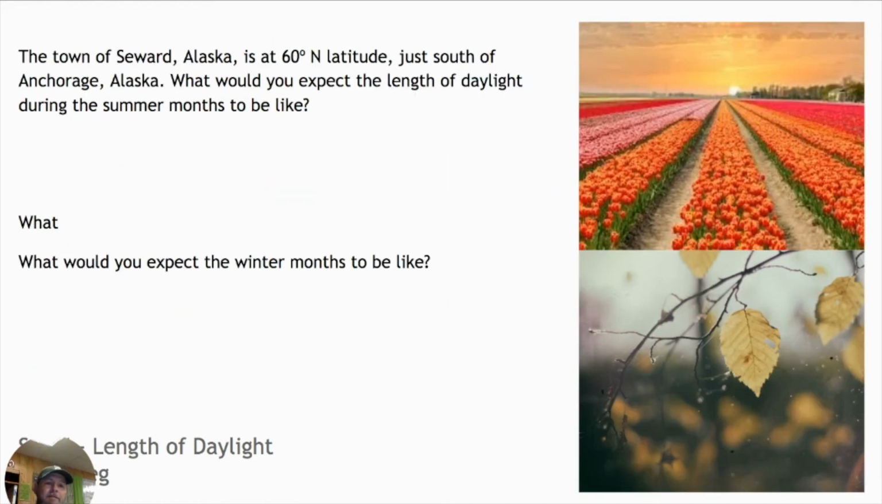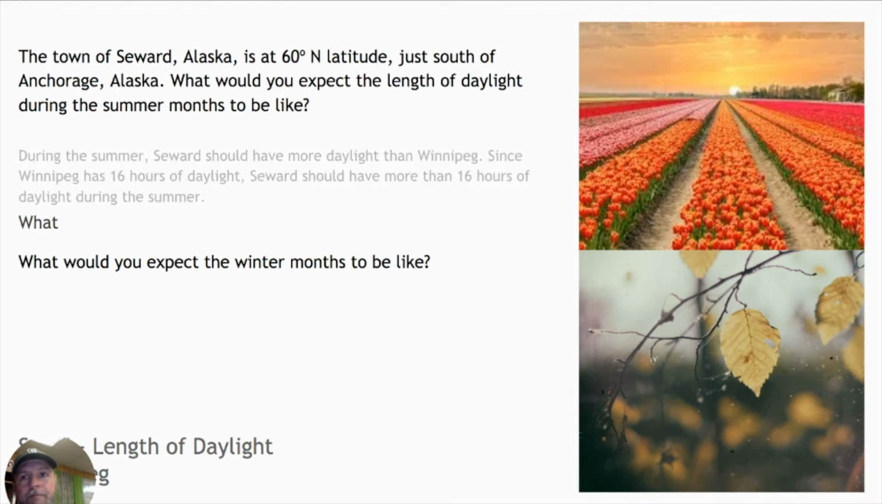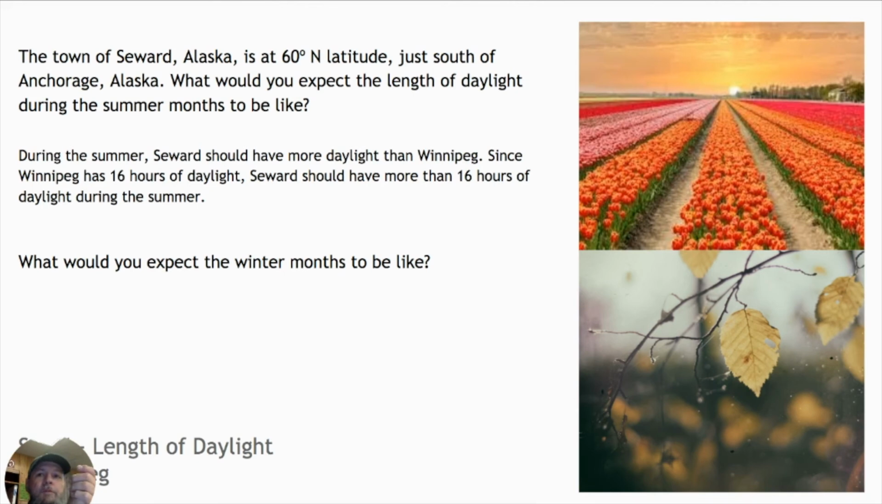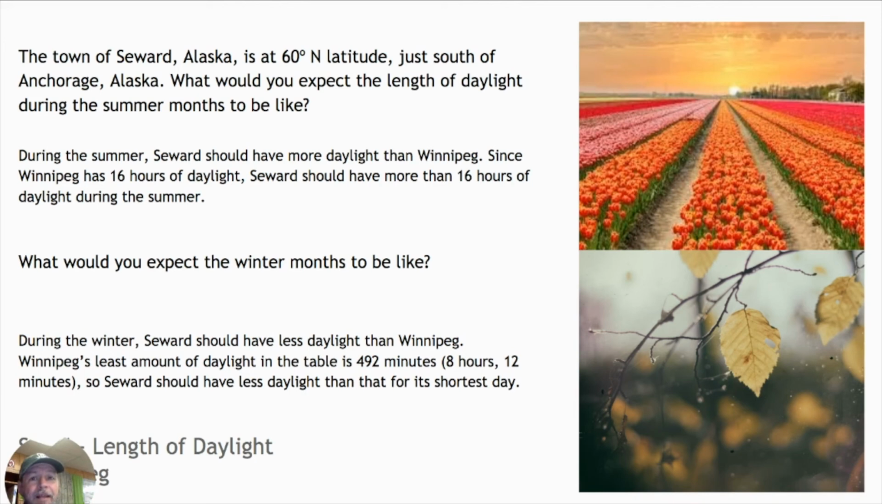So let's talk about something real quick. The town of Seward, Alaska is at 60 degrees north latitude. That's just south of Anchorage. Now, what do you expect the length of daylight during the summer months to be like there? And what would you expect the winter months to be like? So let's look at it. During the summer, Seward should probably have more daylight than Winnipeg. Since Winnipeg has 16 hours of daylight, Seward should have more than 16 hours of daylight during the summer. Furthermore, during the winter, they should have less daylight than Winnipeg. Winnipeg's least amount of daylight in the table is 492 minutes, 8 hours and 12 minutes. So Seward should have less daylight than that for the shortest day.